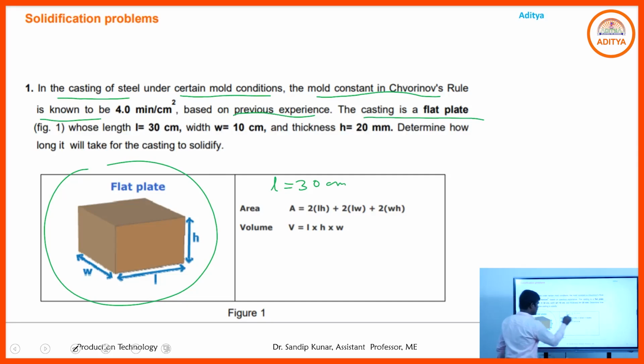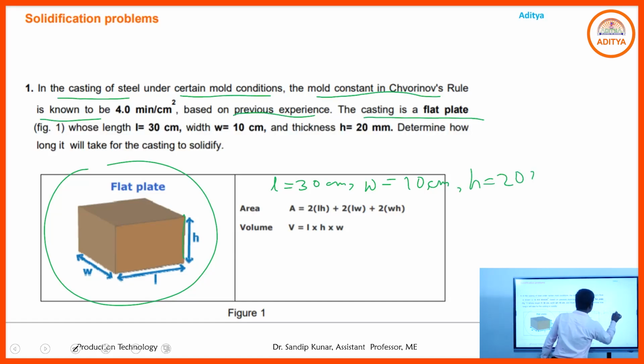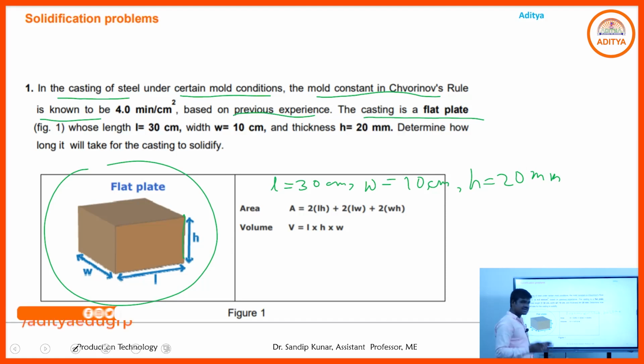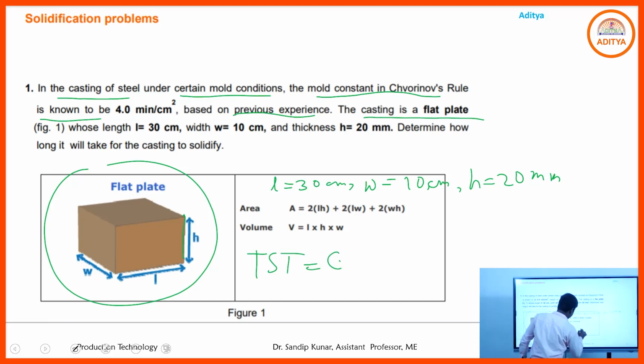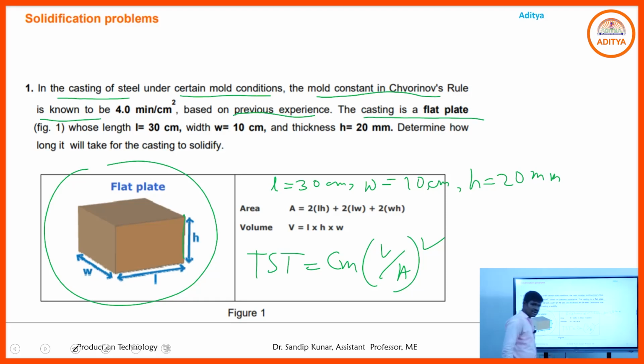With W equals 10 centimeter, and the height of that particular block H equals 20 millimeter. Now, using that block, first we know that total solidification time TST equals Cm (V by A) whole squared.